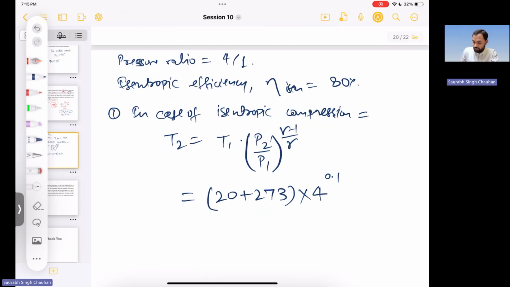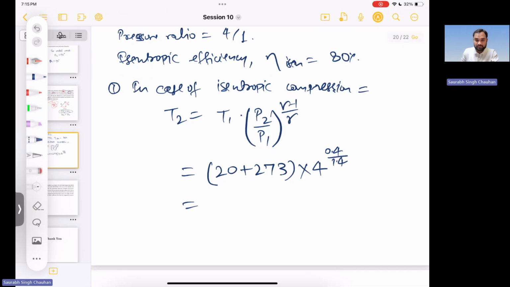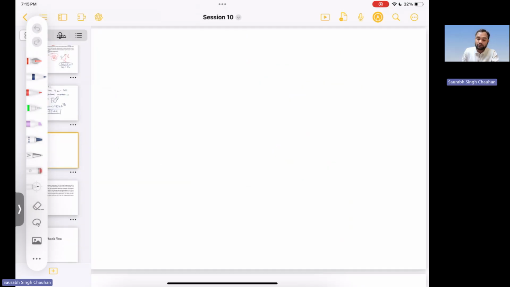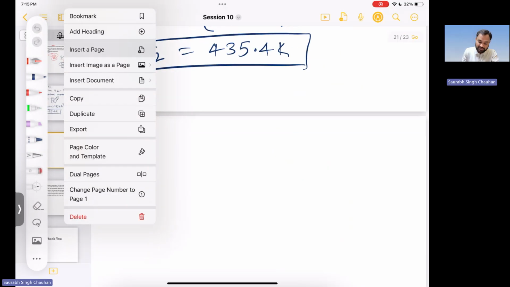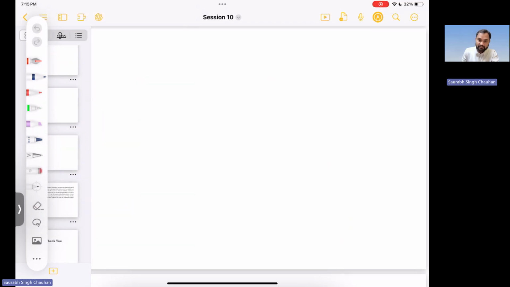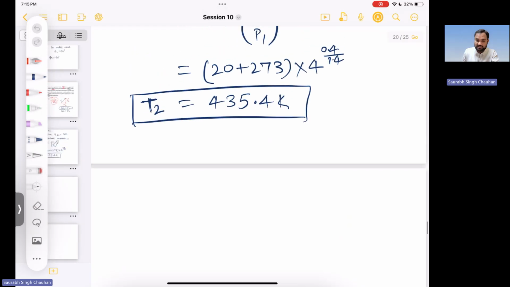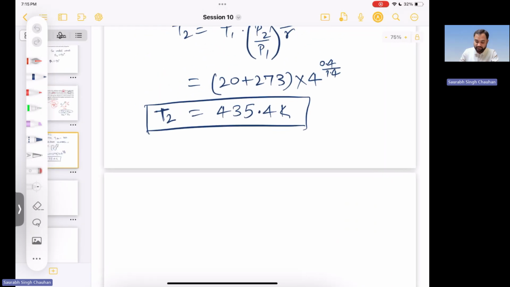So it will be 0.4 divided by 1.4. And if you calculate this value, I already have the answer, so I am writing it directly. If you calculate and you get some different value, then please let me know. What I have is 435.4 Kelvin. So this is the temperature at exit in the case of an isentropic process. If this process was an isentropic process, then the temperature would have been 435.4 Kelvin, but it is not isentropic. Why? Because there is 80% isentropic efficiency, right?